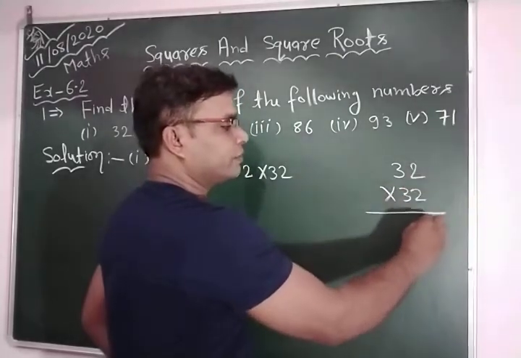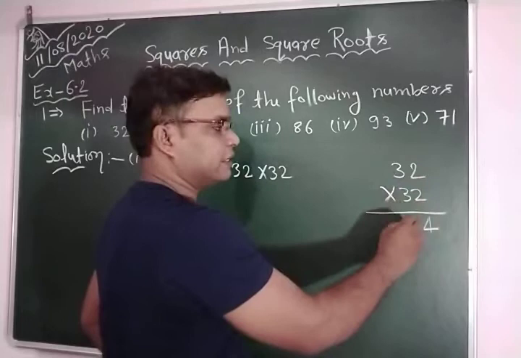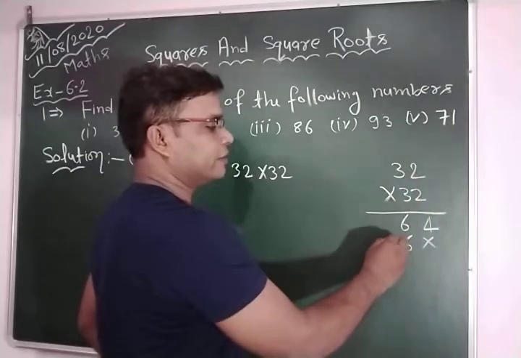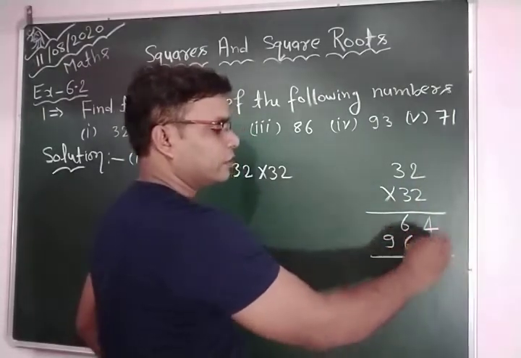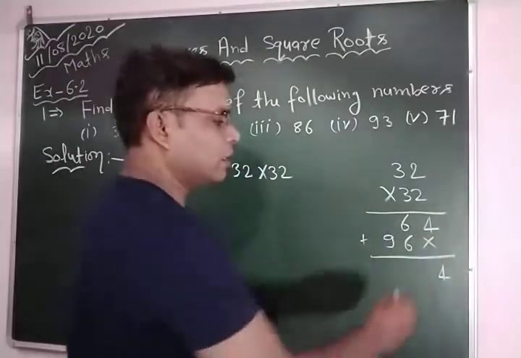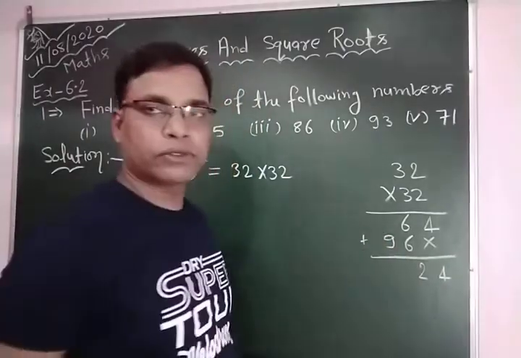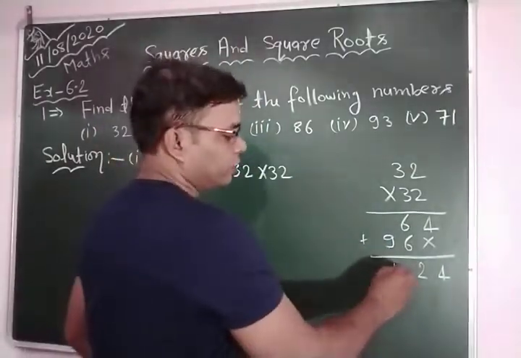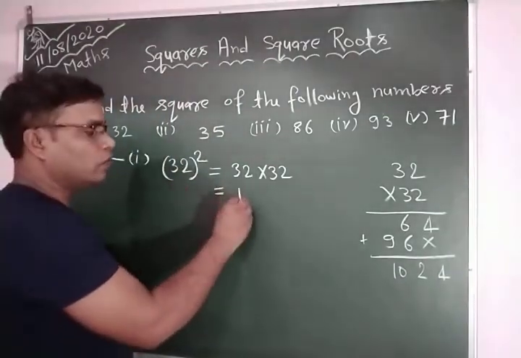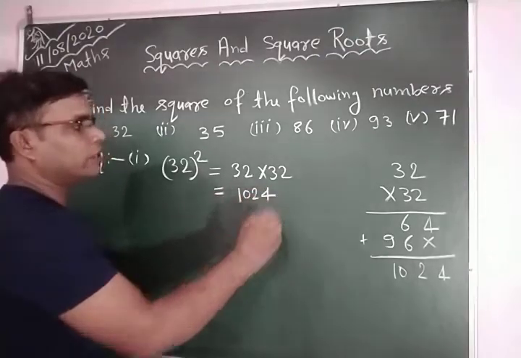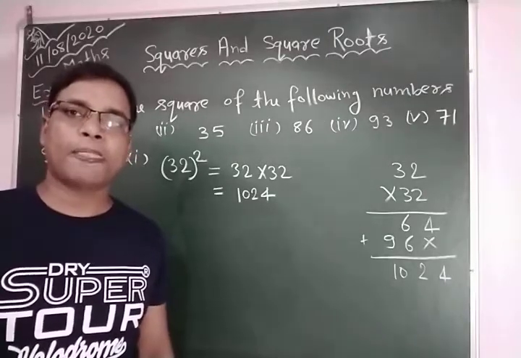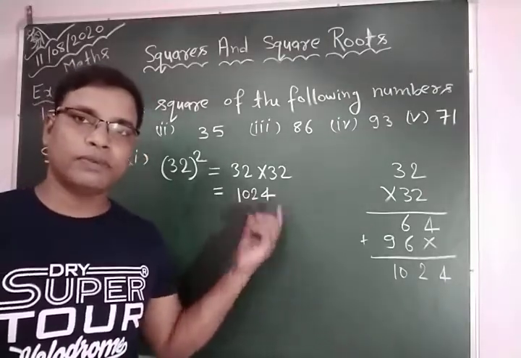Now you can see 32 into 32. 2 times 2 is 4, 2 times 3 is 6. Now 3 times 2 is 6 and 3 times 3 is 9. Plus them here: write 4, 6 plus 6 is 12, 2 carry 1, 9 plus 1 becomes 10. So you can see here the square of 32 is 1024. This is the square of 32.